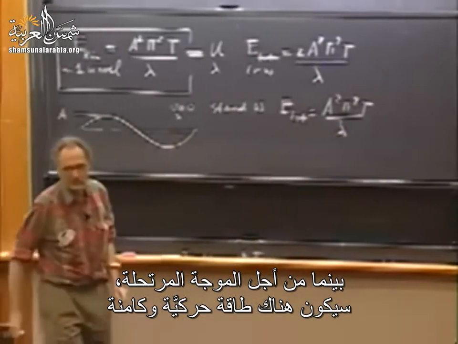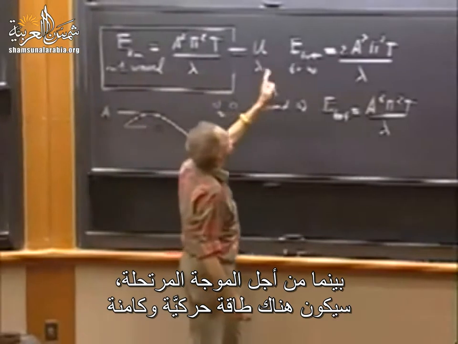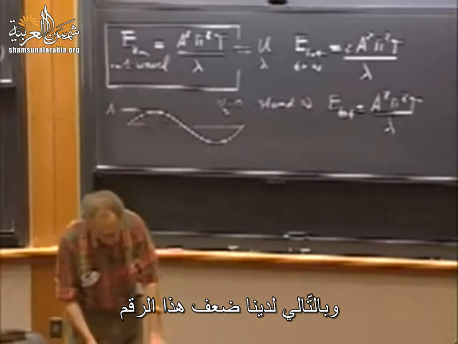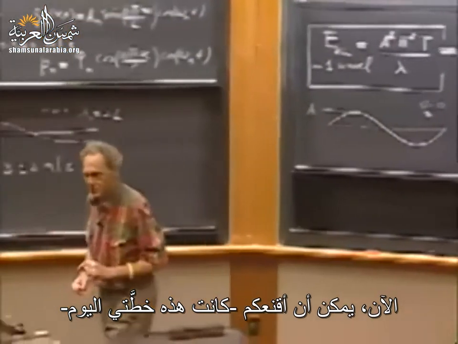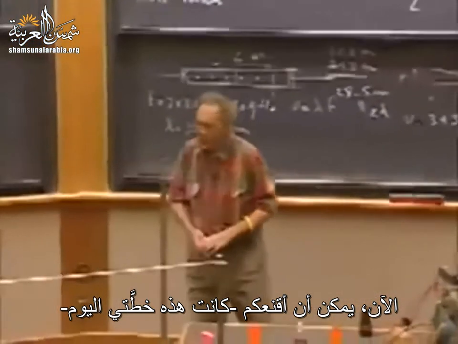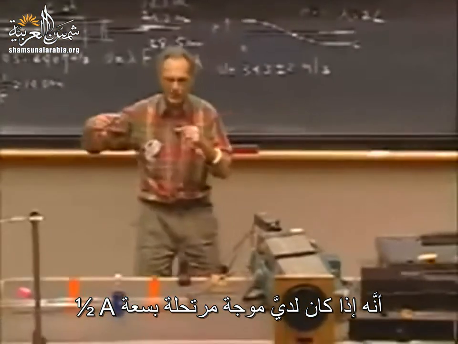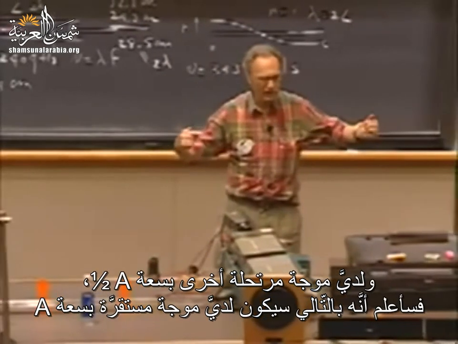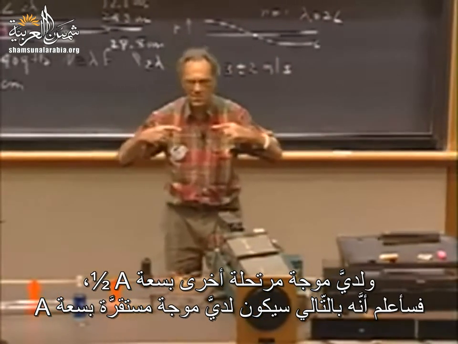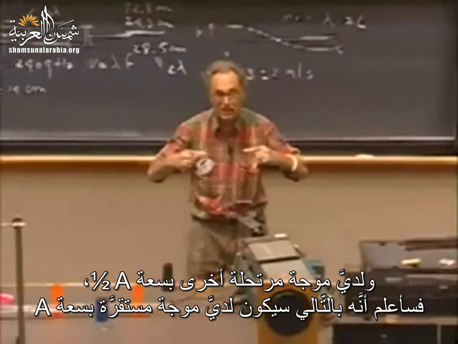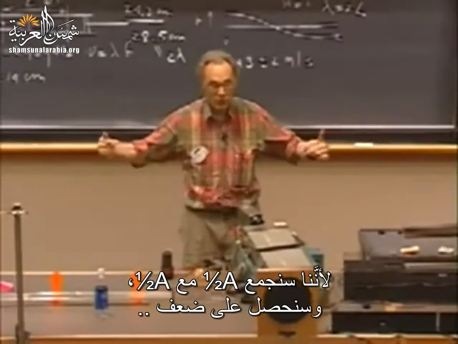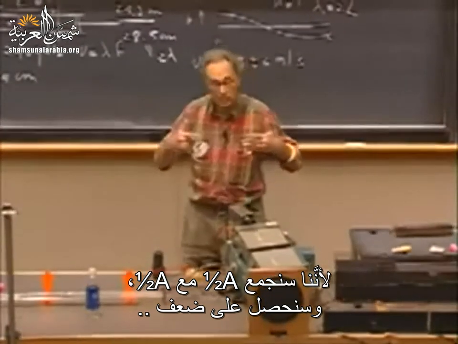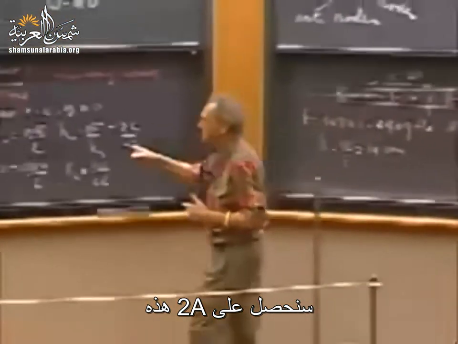Whereas for a traveling wave, you have kinetic energy plus potential energy, so you have twice as much. Now I can convince you, and that was my plan earlier today, that if I have one traveling wave with amplitude 1/2 A, and I have another traveling wave again with amplitude 1/2 A, I know that I'm going to make a standing wave with amplitude A, right? Because 1/2 A and 1/2 A, when we added them up, you got twice, here you got this 2A.